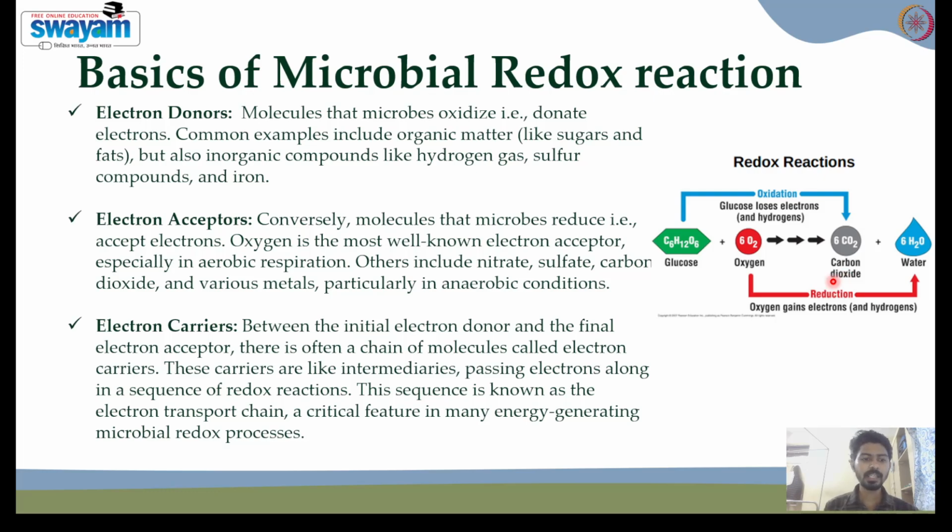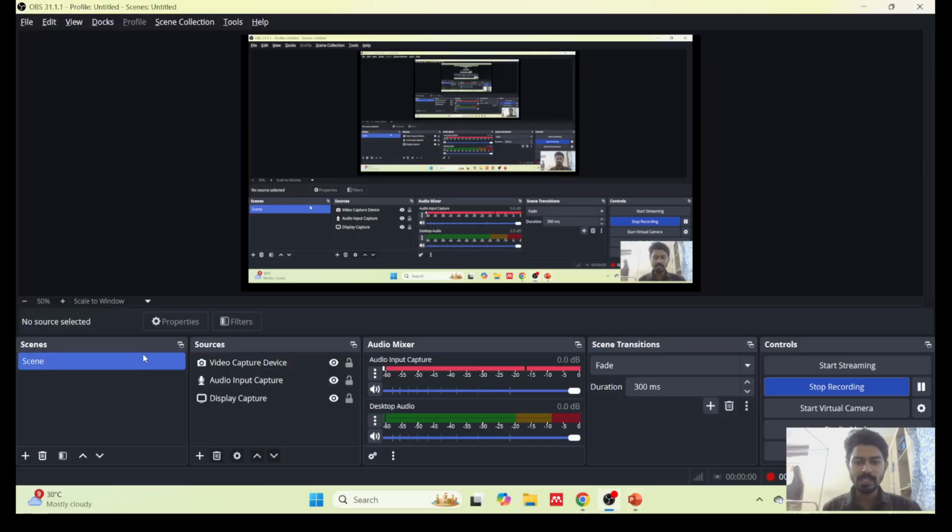So the third important terminology is electron carrier. This is nothing but, between the initial electron donor and the final electron acceptor, there is a chain of molecules present, and these small molecules are often referred to as electron carriers. They help in transferring the electrons from one molecule to another molecule. So these are the three important terminologies that we have to remember while studying microbial redox reactions: one is electron donor, one is electron acceptor, and the other is electron carrier.